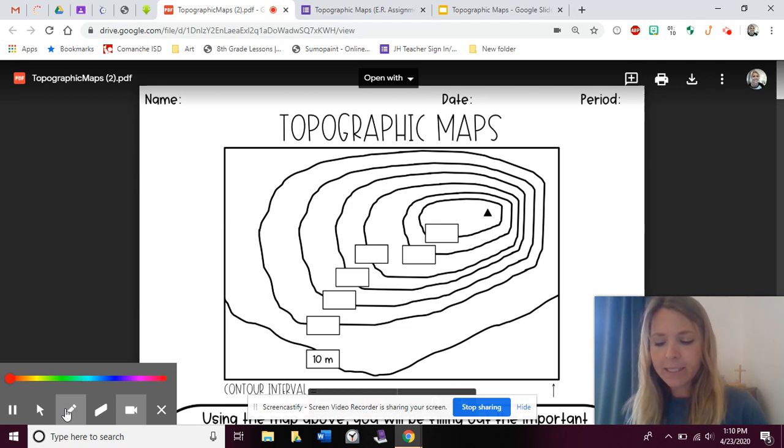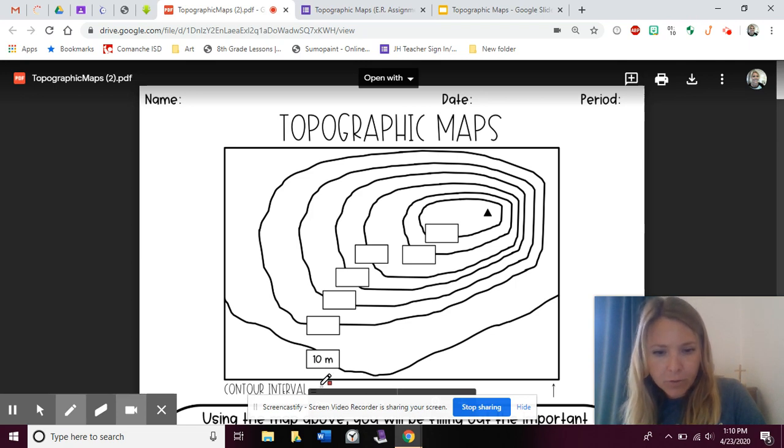So the number one question says, the contour interval of this map is 10 meters. Fill in the key with this information. All right, so our contour interval is 10 meters. So I'm going to write that right here. This is kind of sloppy. 10 meters, okay? So that means the elevation difference from points on this line as we go up the mountain, this is 10 meters higher in elevation. And then this next one is 10 meters higher in elevation. As we go up, we increase by 10 meters.